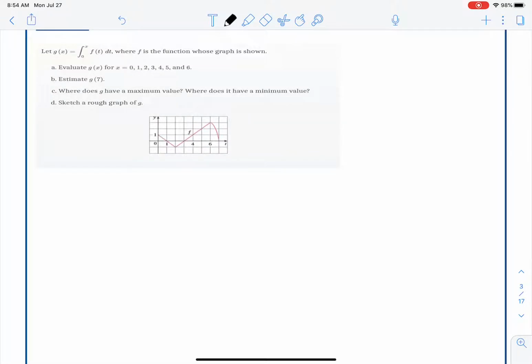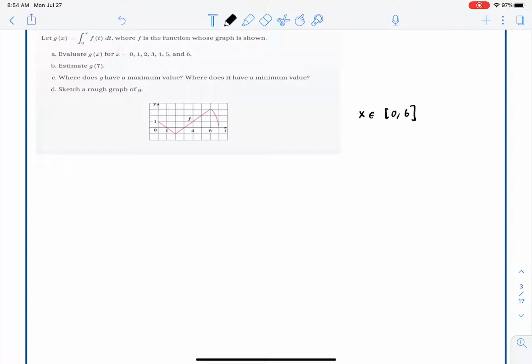So here we have an example. G of x is equal to integral 0 to x of f of t dt. The function is defined between 0 and 6. So x is in 0 all the way up to 6. And we want to evaluate g of x for x equal to 0, 1, 2, 3, 4, 5, and 6. So g of 0 would be integral 0 to 0 f of t dt. What is the area from 0 to 0? Nothing, so that will be 0.